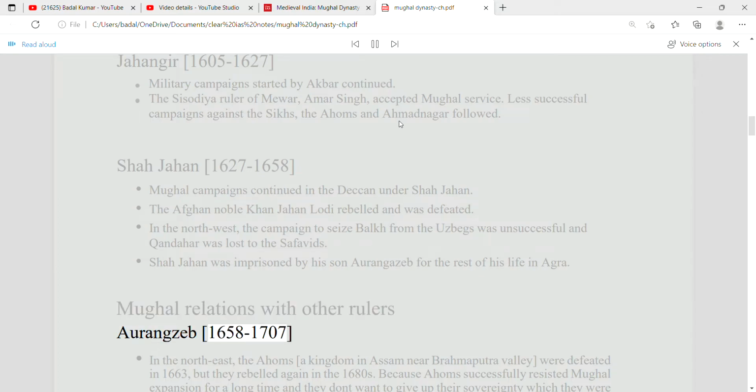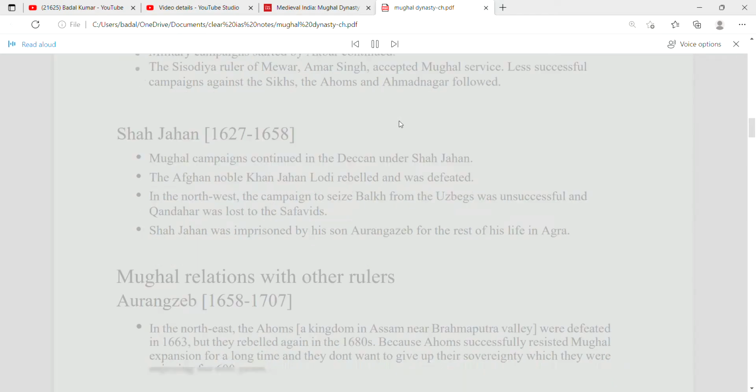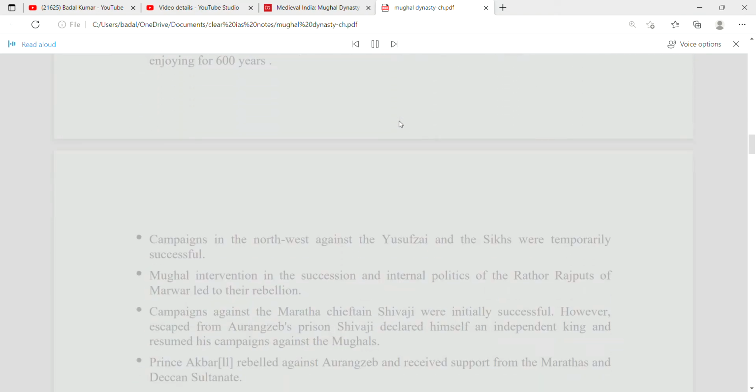Aurangzeb, 1658–1707. In the northeast, the Ahoms, a kingdom in Assam near the Brahmaputra Valley, were defeated in 1663, but they rebelled again in the 1680s. The Ahoms had successfully resisted Mughal expansion for a long time and did not want to give up their sovereignty, which they had enjoyed for 600 years.